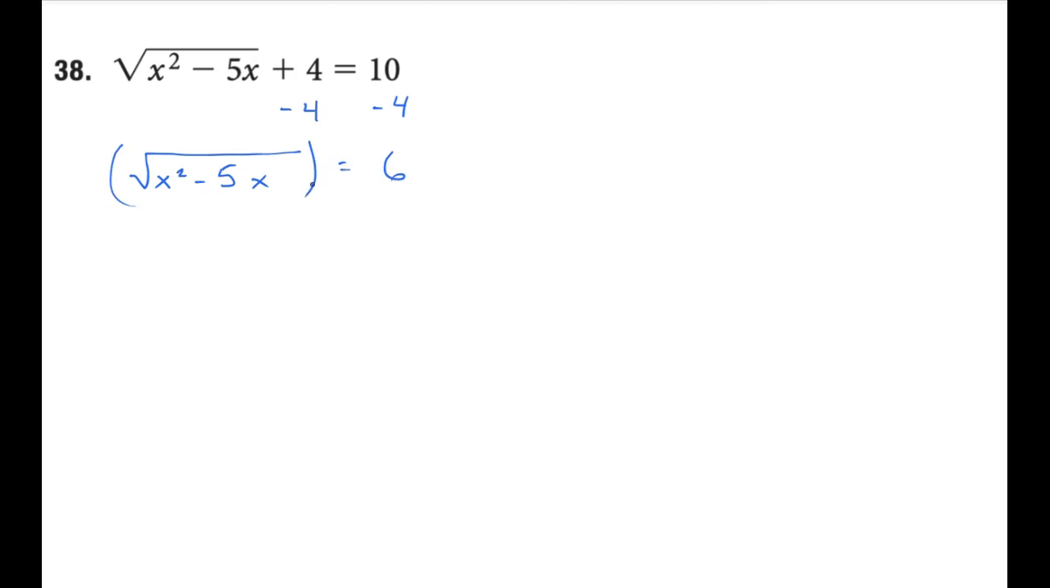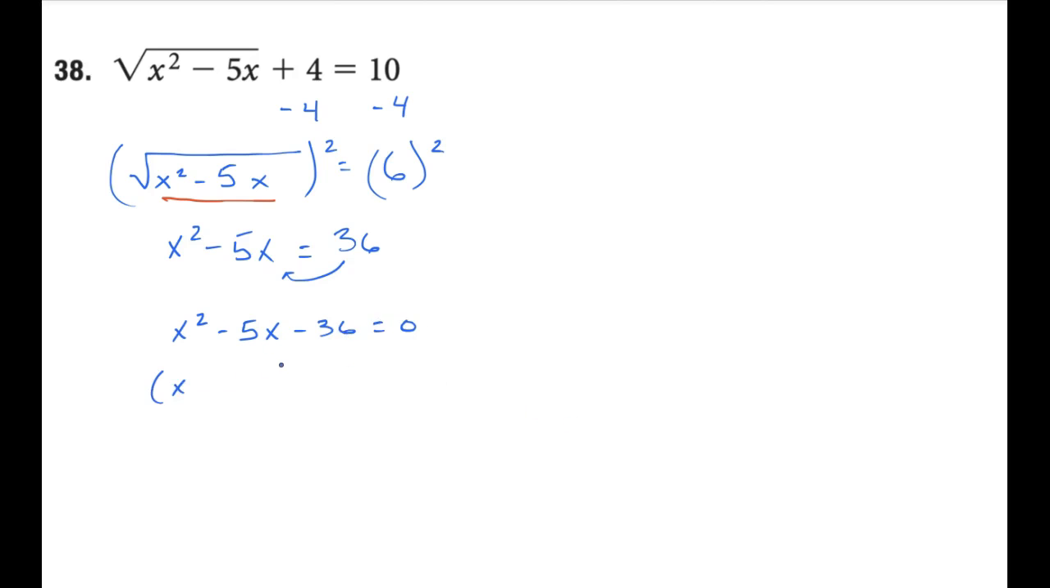Now we're going to square both sides. And we're going to get x squared minus 5x. So whatever is under the radical sign, which is just this whole thing right here, is going to now have no radical because the square and the square root canceled. And that's going to be 36. So now this time we end up with a quadratic equation. We need to bring the 36 over here so that it's equal to 0, because that's how we solve quadratic equations. So x squared minus 5x minus 36 equals 0.